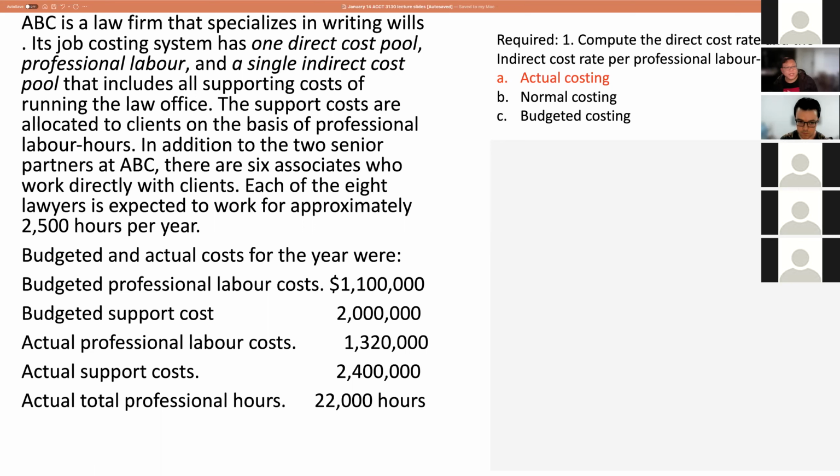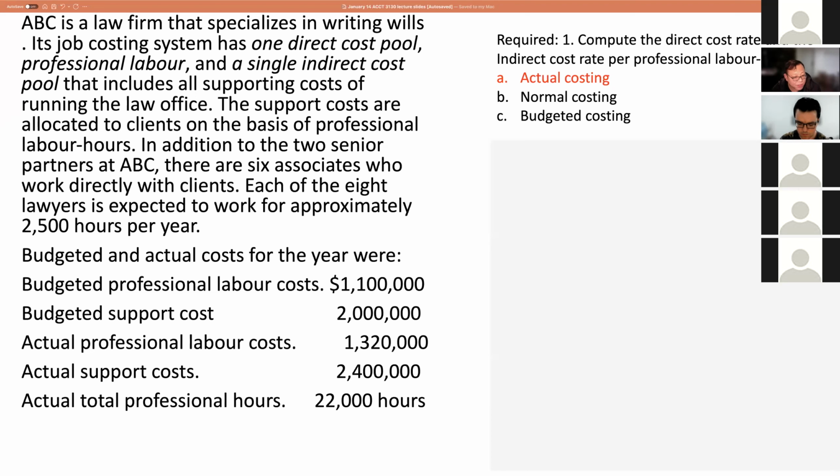In addition to the 2 senior partners at ABC, there are 6 associates who work directly with clients. Partners make more money, but they don't work as hard. Each of the 8 lawyers is expected to work approximately 2,500 hours per year. So there are 2 senior partners and 6 associates, together 8 lawyers, okay?